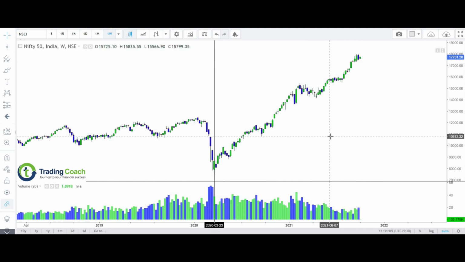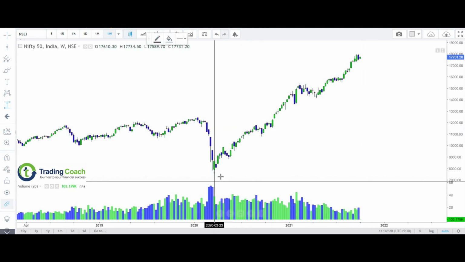But I think this particular rally which we are seeing here, this specific uptrend on this chart, might likely change, or at least it can give a kind of pullback in the upcoming months. So this is how I feel about Nifty 50 right now. I will tell you the reason why I feel like this.